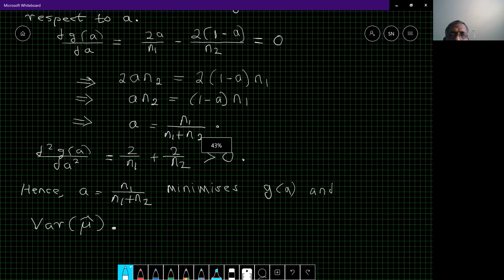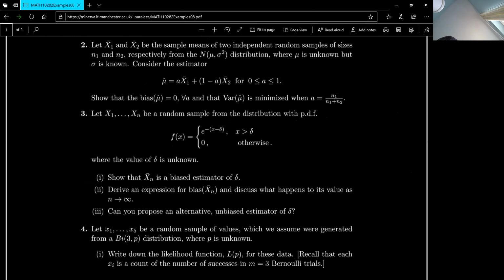Question number 3. Let me show you the one. Let me stop screen sharing this and go to share. Okay, this one, share. Can you do this question, guys? Question 3, Sheet 8. It's this one.